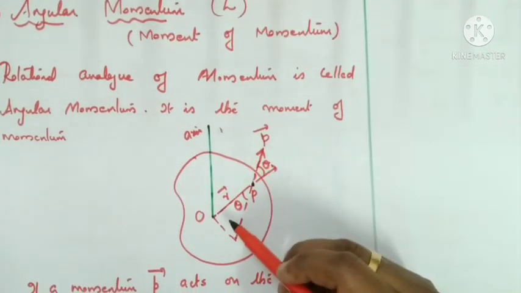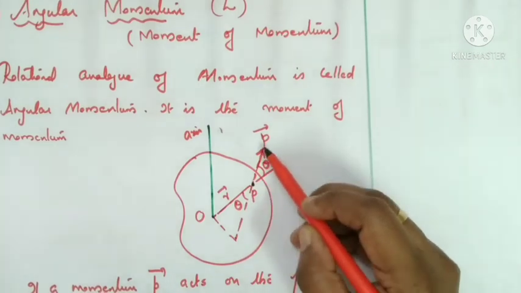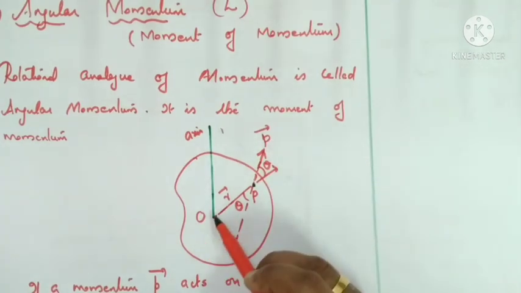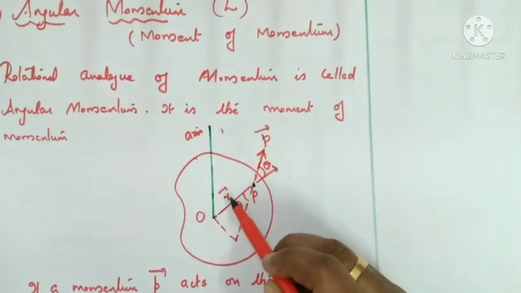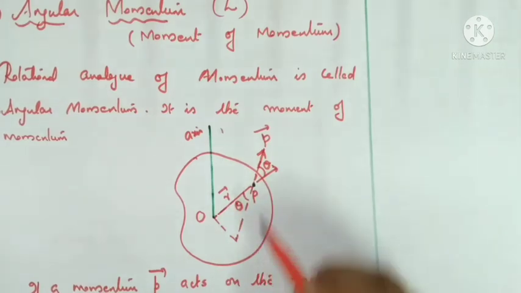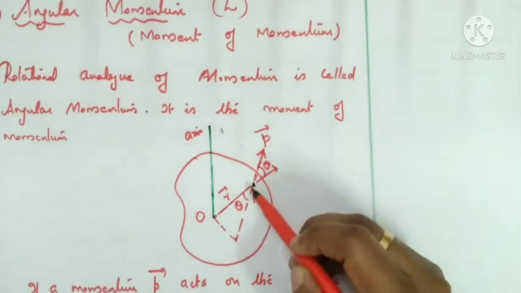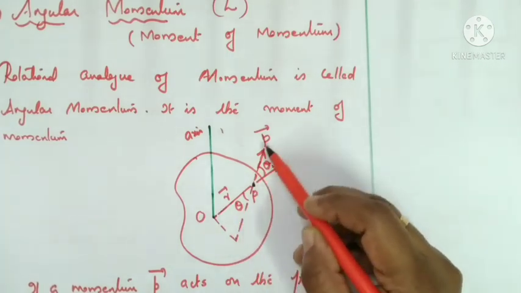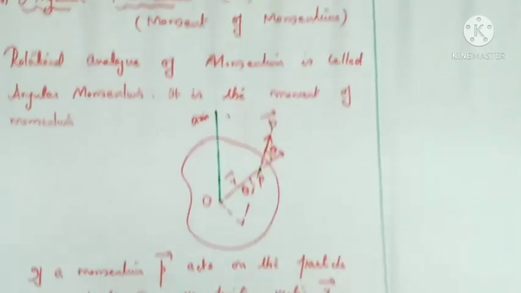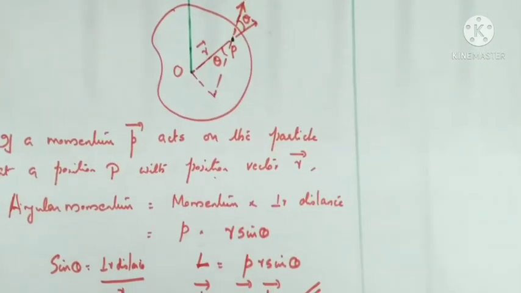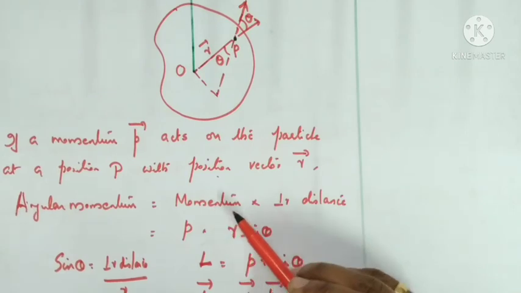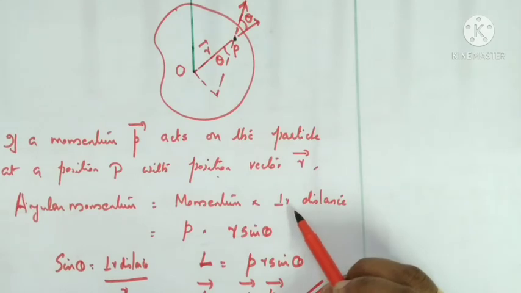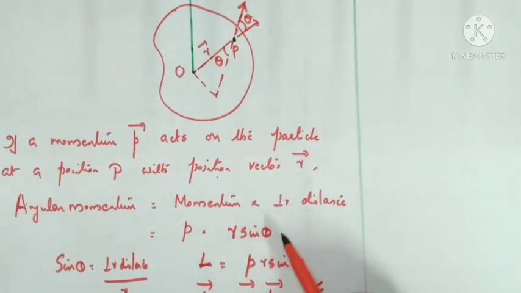Consider an object rotating about the given axis. P is the position of the particle, and vector P represents the linear momentum acting on the particle, and the particle is at a position vector r. Theta is the angle between vector r and vector P. This is the direction of vector r, this is the direction of linear momentum, and theta is the angle. Now angular momentum is defined as momentum into perpendicular distance, the moment of momentum. Here momentum is P.